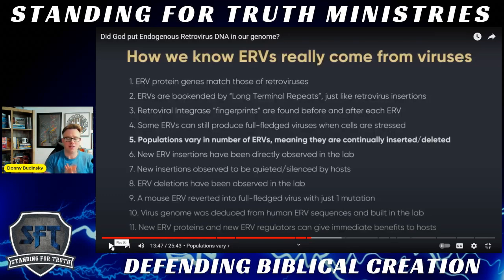Because the escapee hypothesis that I am putting forth and promoting has a lot of explanatory power and provides very elegant explanations for what we see, for these observations, including his number 5 reason why supposedly we know ERVs really come from viruses, that populations vary in the number of ERVs. This tells me that Jon Perry is behind in terms of being up to date on the latest evidence and research when it comes to ERVs. And so he's invited to respond, and I'd like to see how he would engage with these points.